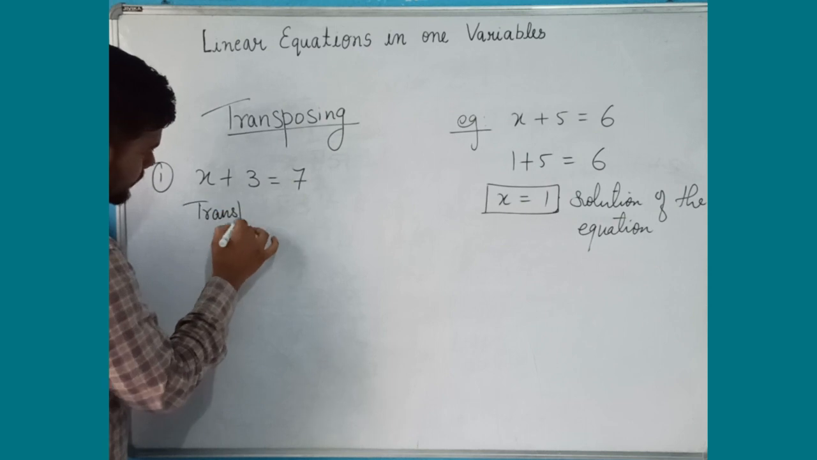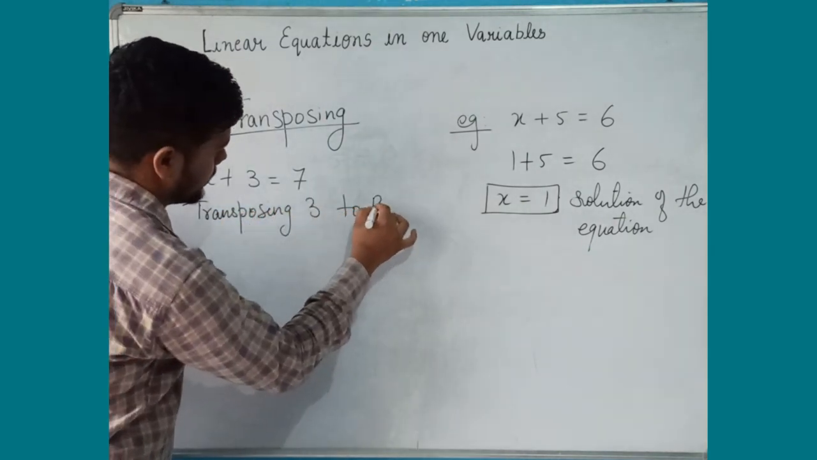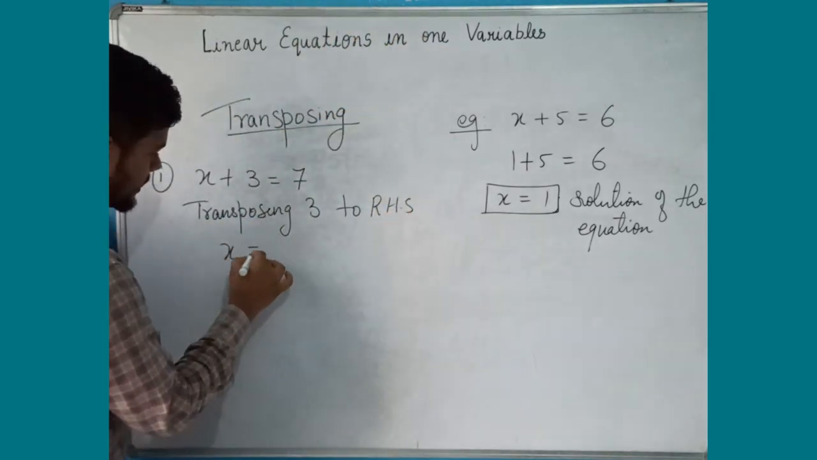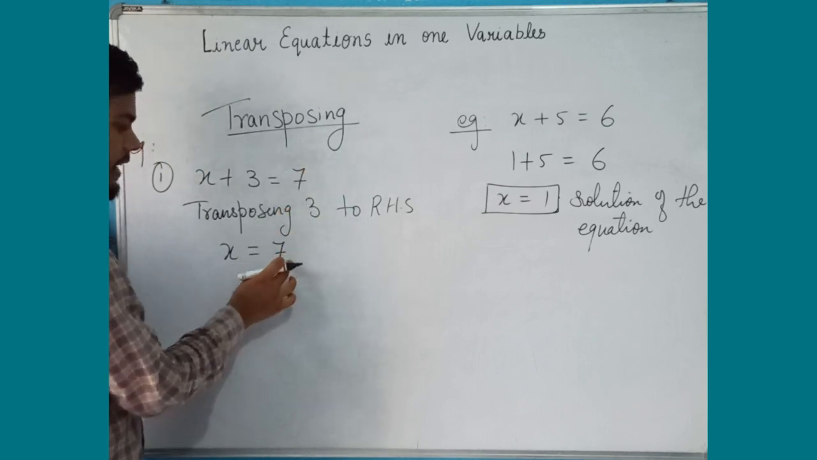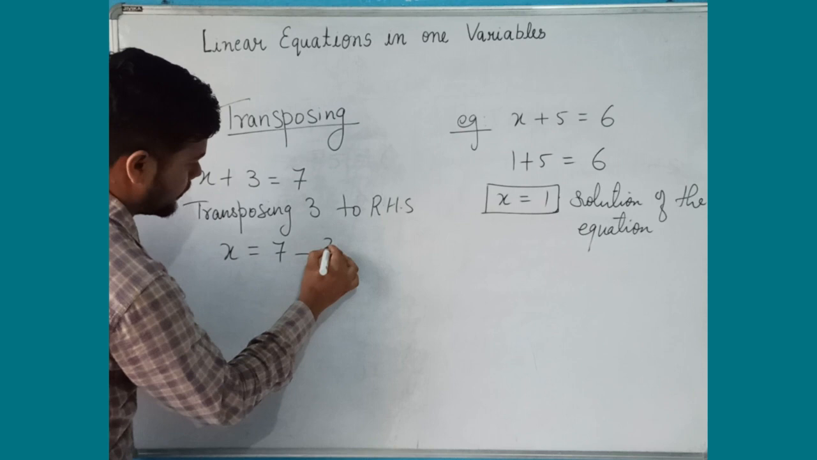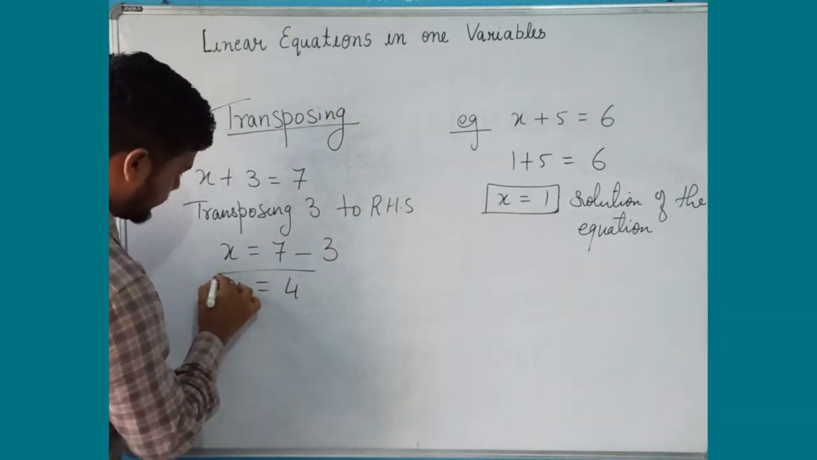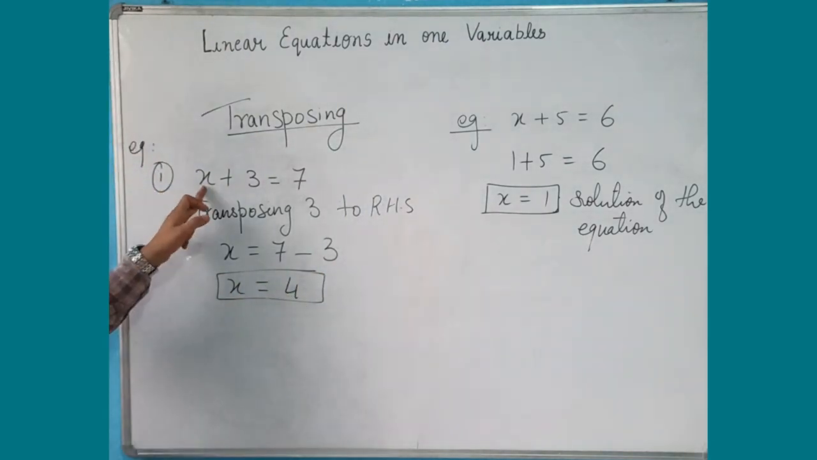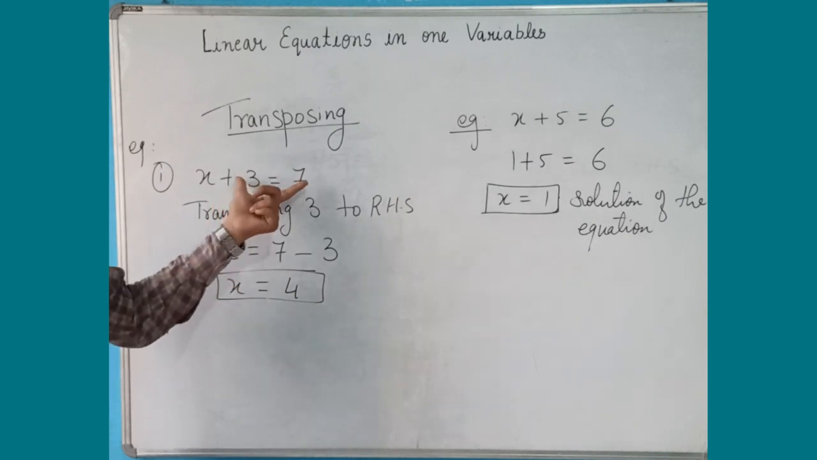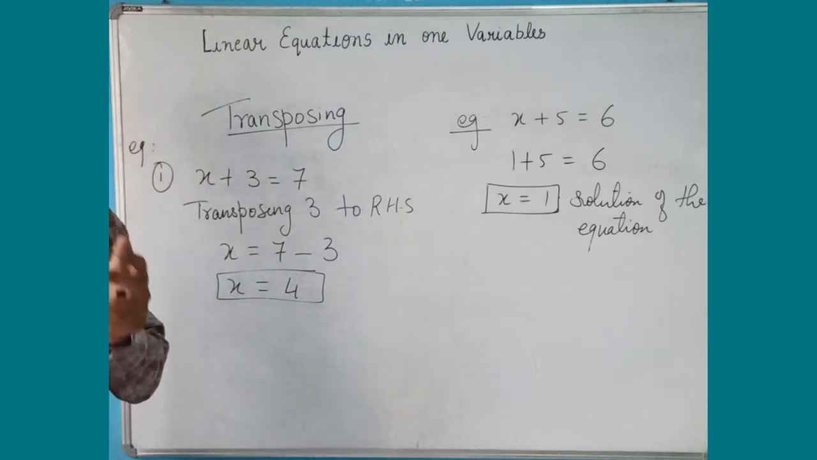So transposing 3 to RHS. And when I transpose this to RHS, what do I get? x is equal to 7, which is already there. I'll write whatever is there already, and plus 3 will go that side, it will become minus 3. And when I solve this, x is equal to 4. You can put the value here, 4 plus 3 is equal to 7, and this is the solution of this particular equation. So this is how the transposing method actually works.